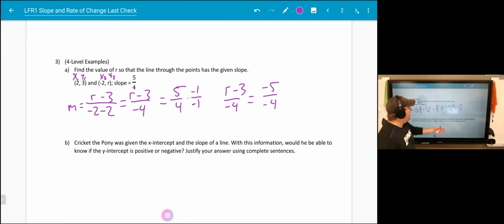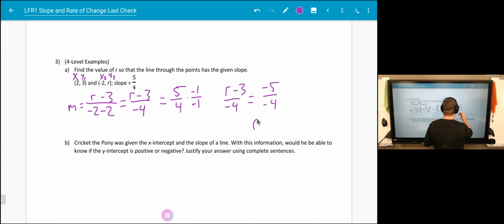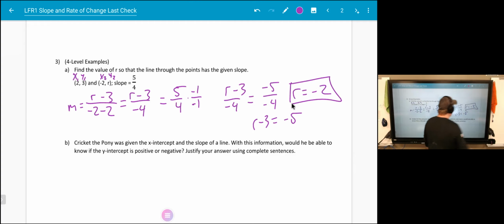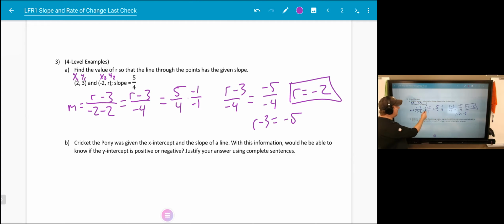Now I can compare. Since the denominators are the same, that means the top has to be the same. In other words, r minus 3 has to equal negative 5. And if I add 3 to both sides, r equals negative 2. Check your work. Plug it back in here. Negative 2 minus 3 is negative 5. Negative 5 divided by negative 4 is a positive 5/4. That works out. Checks out.